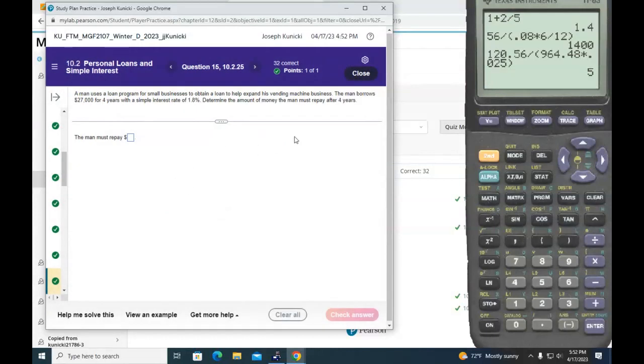25. Okay, a man uses a loan program for small businesses to obtain a loan to help expand his vending machine business. The man borrows $27,000 for 4 years with simple interest of 1.8%. Determine the amount of money the man must repay after 4 years. So this is not an installment loan. He's got the money up front, and somebody's trusting him to give it back with the interest at the end of 4 years.